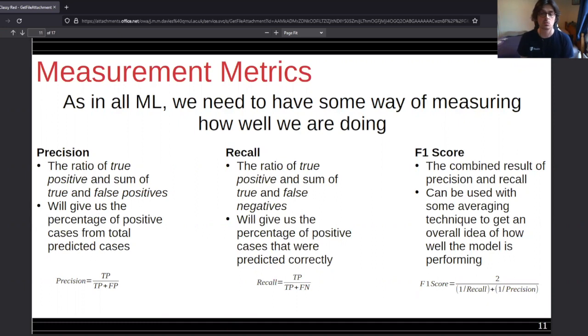Now, this can be used with some averaging technique to get an overall idea of how well the model is performing. So for instance, in a hate speech model, maybe you're focusing on misogyny, homophobia, racism, and you've got all 3 of those, and you take the scores from precision and recall for all of those, you take the F1 score for all of those, you add them all together, divide by 3, and you've got your macro F1 score, okay? But maybe one of them is something that you want to focus on.